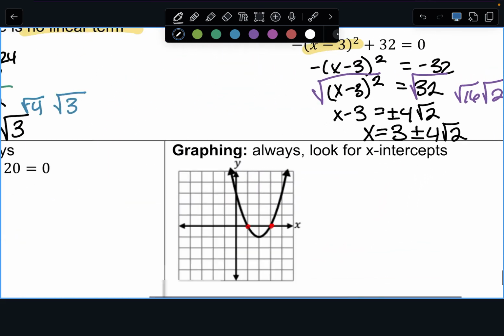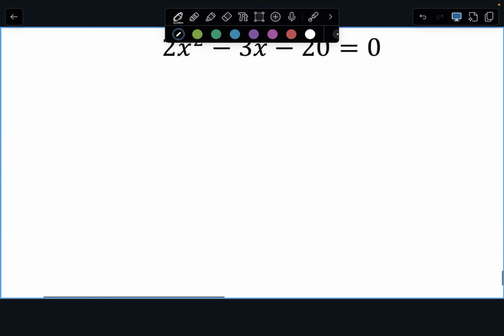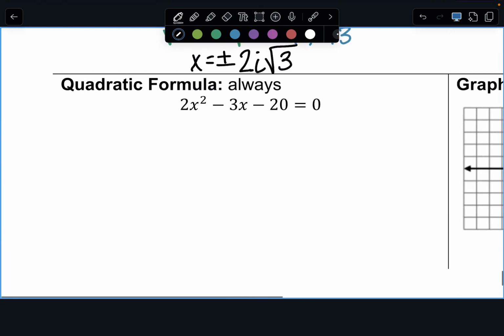Okay. Last method. Quadratic formula. It always works. Always. Except it takes forever, and it's really easy to mess up. So this is like your last resort. We'll talk about the order to check for things at the very end.